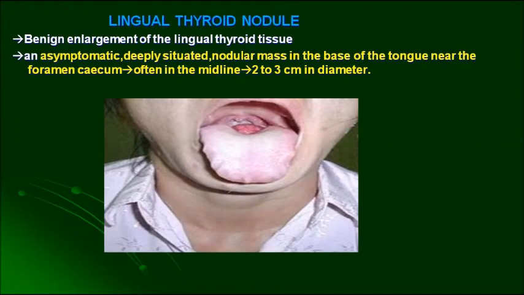Coming on to the next one, lingual thyroid nodule. So what is a lingual thyroid nodule? It is asymptomatic. Can you see a reddish swelling next to the tonsil area? That is actually a lingual thyroid. It is a benign enlargement of the lingual thyroid tissue. It is an asymptomatic, deeply situated nodular mass, mostly seen at the base of the tongue near the foramen cecum, often in the midline, around 2 centimeters in diameter. So note down that particular location. It is actually enlargement of lingual thyroid tissue seen at the base of the tongue, near the foramen cecum.